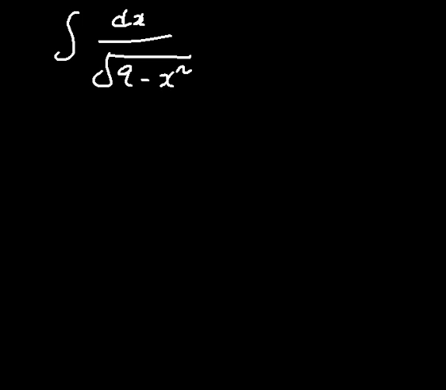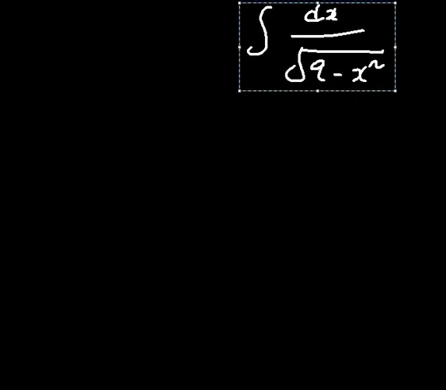Okay, now what if we have this kind of a case? Let's say we have the integral of dx over the square root of 9 minus x squared. So how do you think we should integrate this expression? According to the principles, 9 corresponds to 3 to the power 2, and therefore a has to be given as 3.